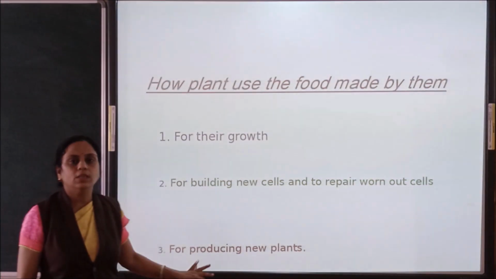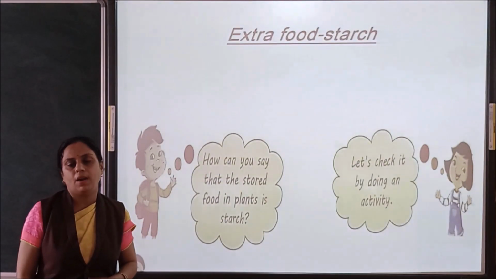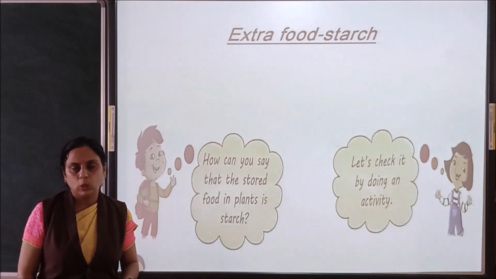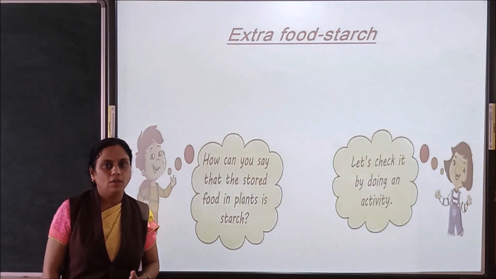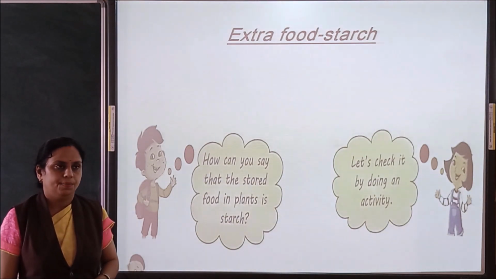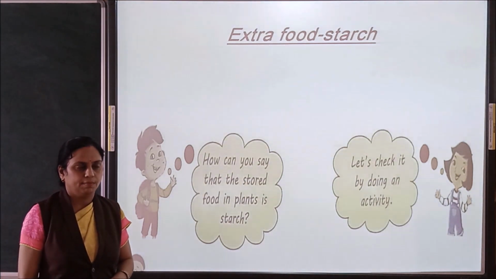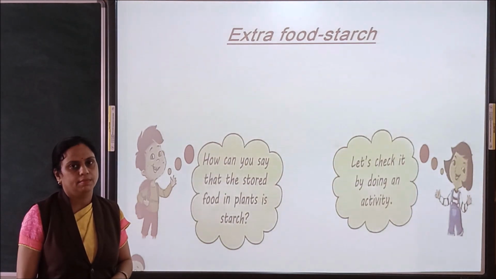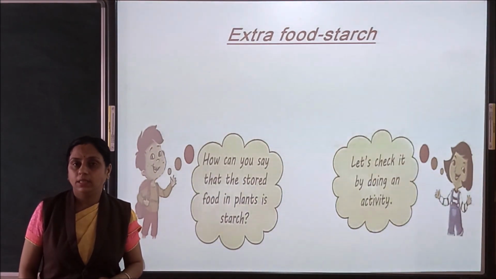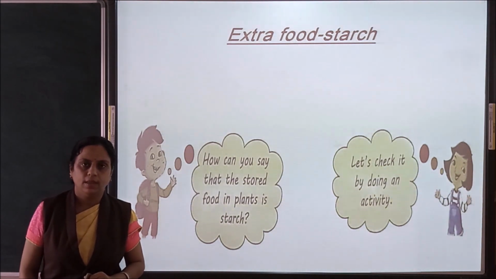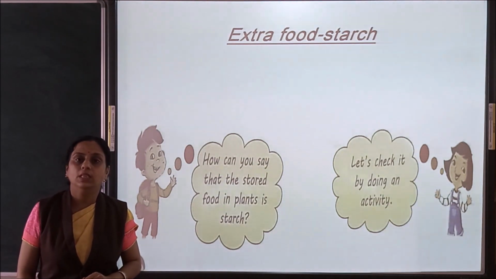Now children, there is extra food stored in the different parts of the plant, like stem, roots, and this you already studied. The plants store extra food in different parts, that is stem, roots, leaves, fruits and seed. This extra food is called starch, which we and animals eat as food.